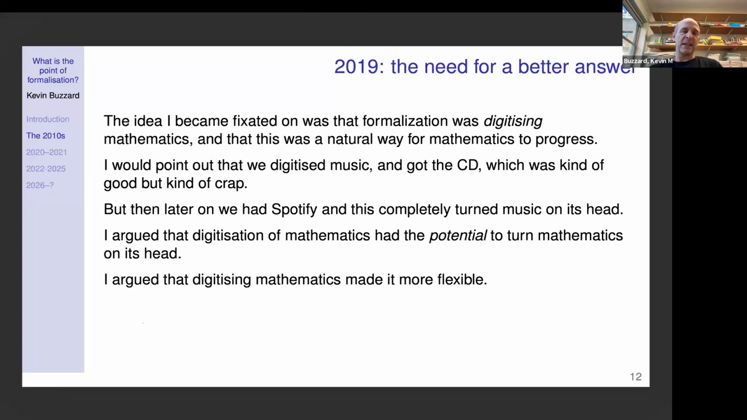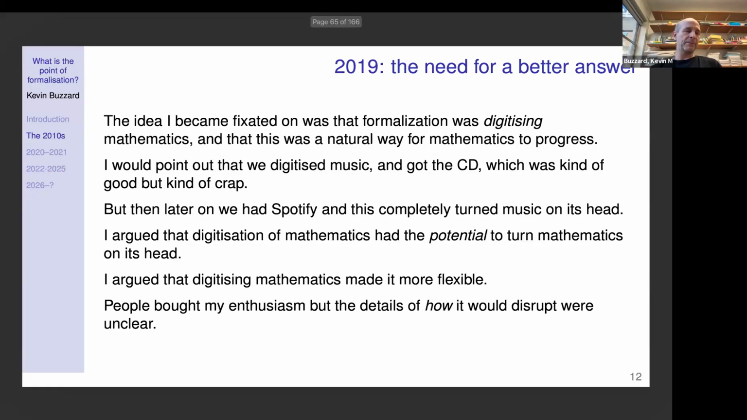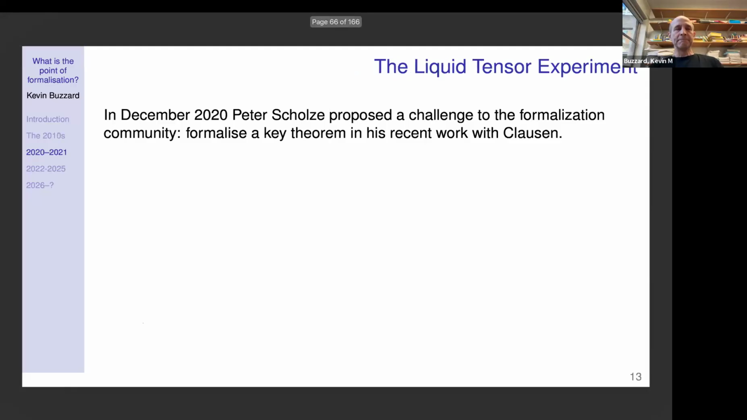Digitizing mathematics makes it more flexible. We could use it in new ways. Computers can think about it. It's a new idea, and I don't quite know where it's going, but we should do it, right? And people did buy into this argument that it was clearly a new way of doing mathematics, but I was never particularly clear on exactly how it was going to change mathematics. But I was also very, very enthusiastic, and I've got very nice trousers, and so people just sort of bought the package.